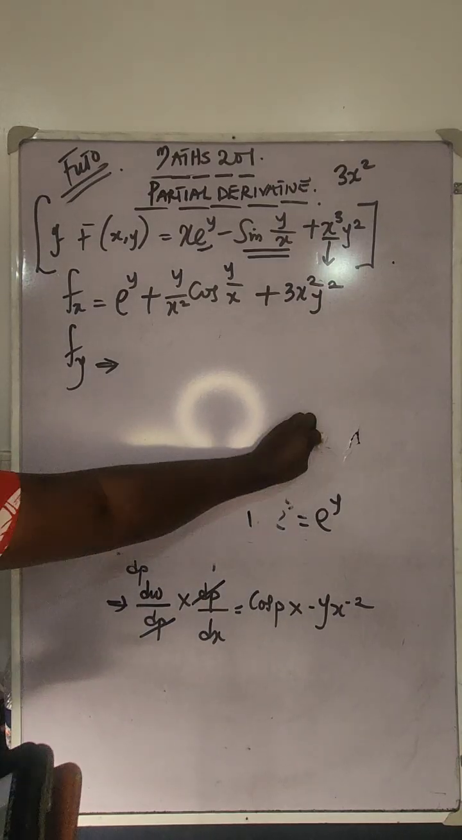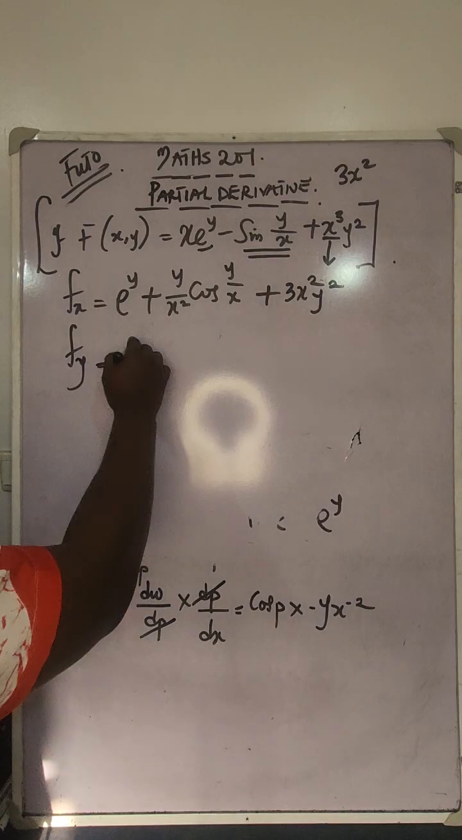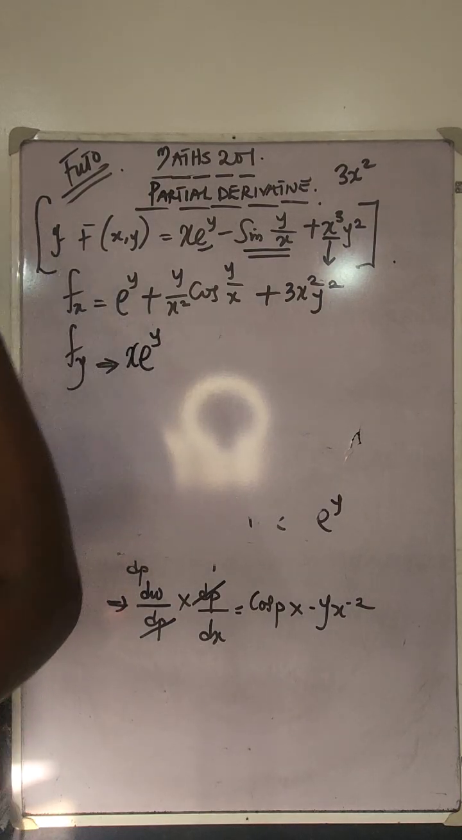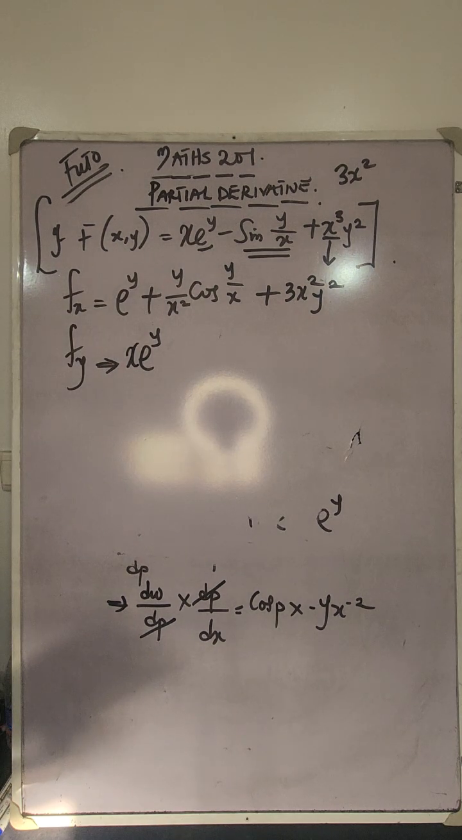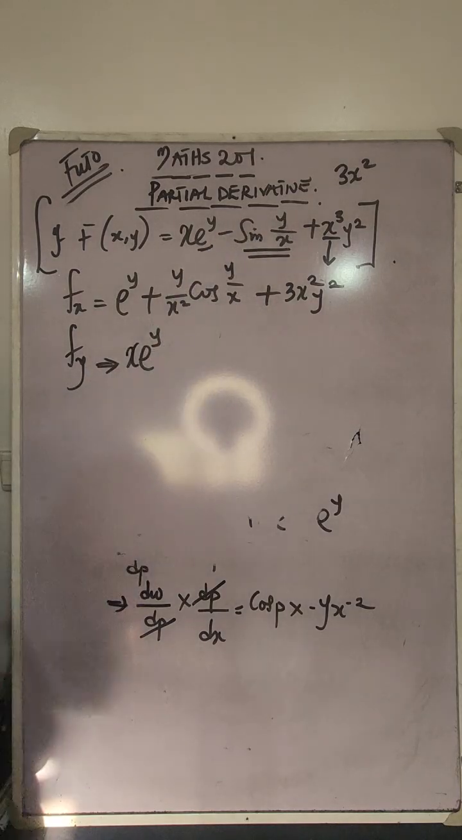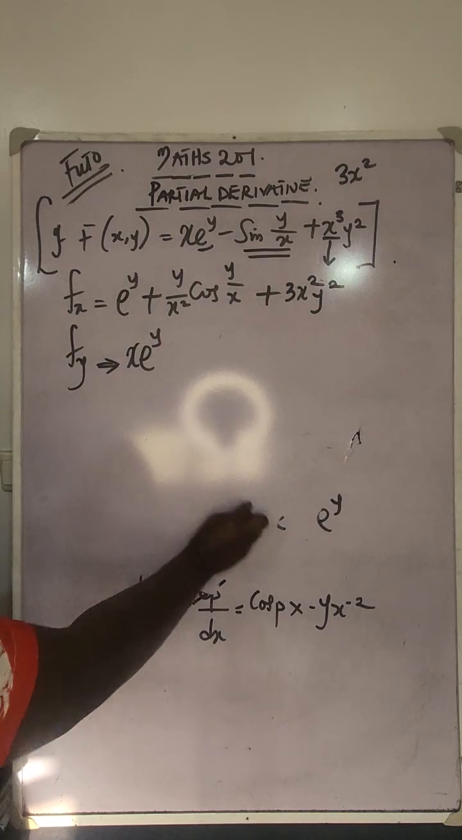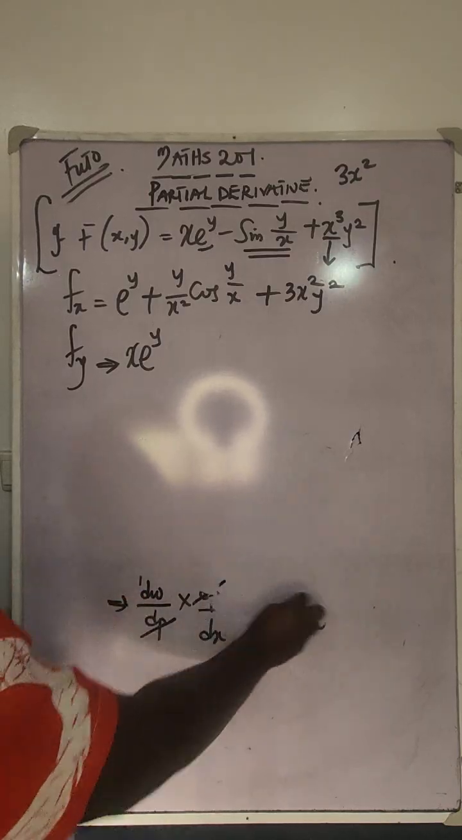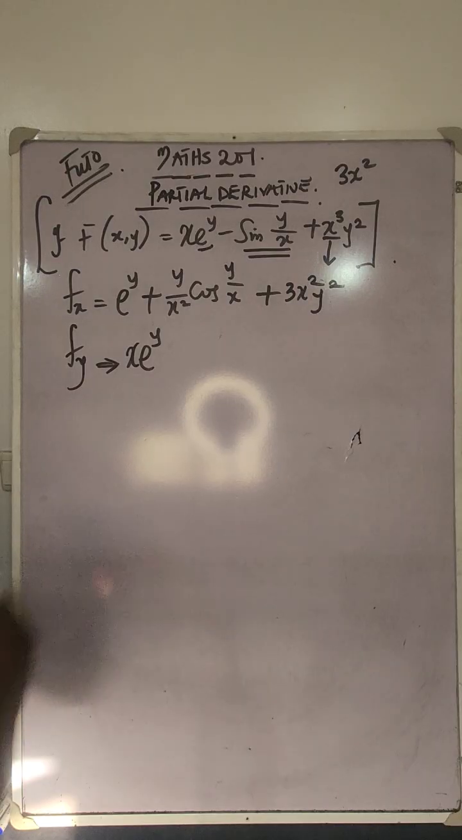Now let's multiply that by x. You have x e to the power of y. Exactly the same thing, right? So what will be the differential of this with respect to y? You can tell me. Let's do that quickly. Let's differentiate this with respect to y.